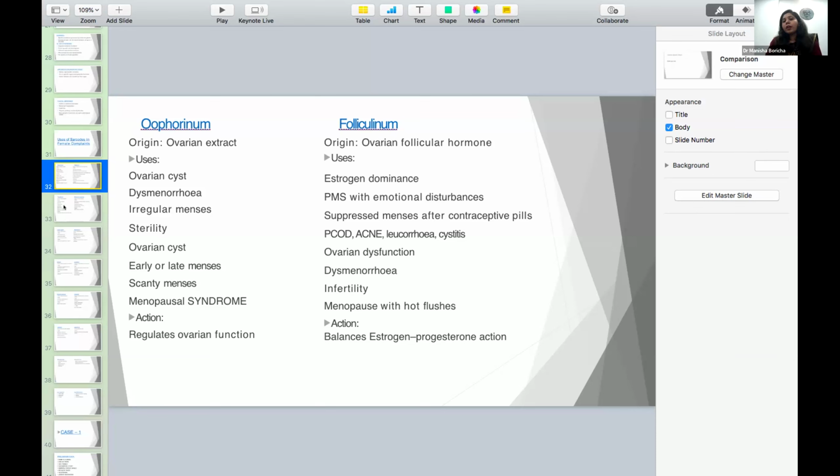Second one is Folliculinum. It is prepared from the ovarian follicular hormone. It is basically used in estrogen dominance, when the balance of estrogen and progesterone is disturbed. PMS with emotional disturbance, suppressed menses after contraceptive pills. So we can consider it as an antidote after an overdose of OC pills. PCOD, acne, leukorrhea, cystitis, ovarian dysfunctions, dysmenorrhea, infertility, as well as menopause. The main action of Folliculinum is to balance the estrogen and progesterone levels. Next one.